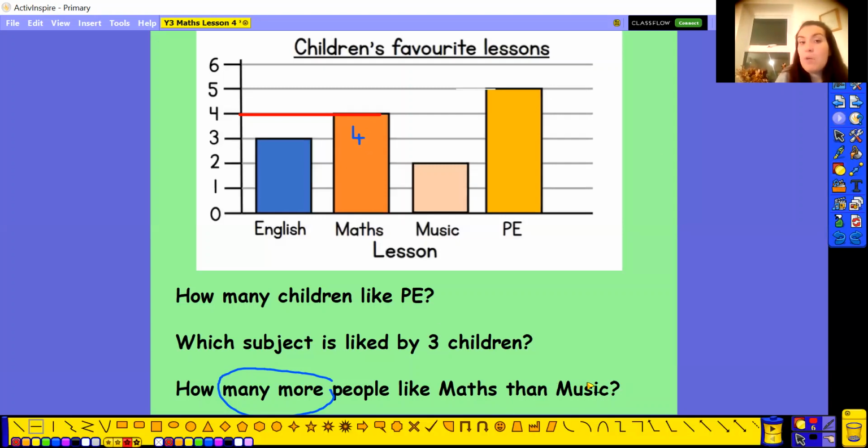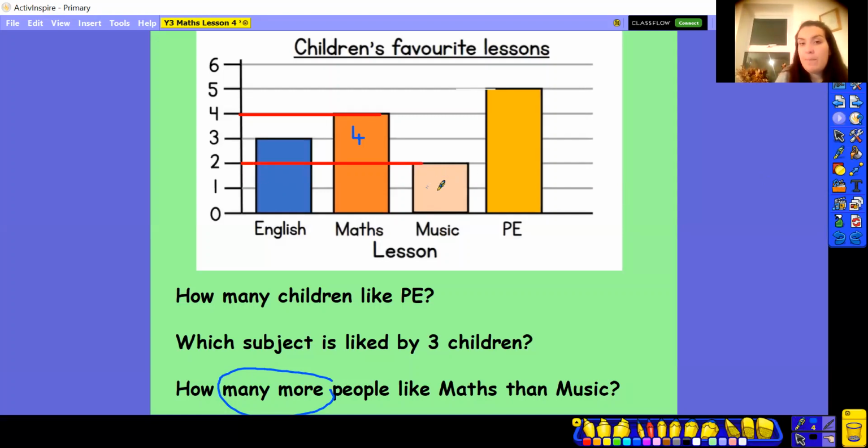I then want to have a look at music. So here's my music bar. I'm going to go to the top. I'm going to trace it across my finger to see that 2 people chose music. And again, I'll jot it down so I remember. So how many more people liked maths than music? So what's the difference? How many more to get from 2 to 4? And that's a difference of 2. So 2 more people liked maths than liked music.